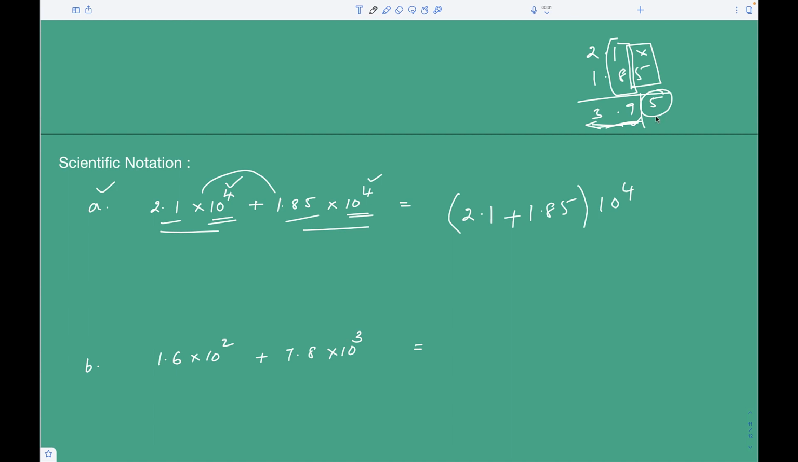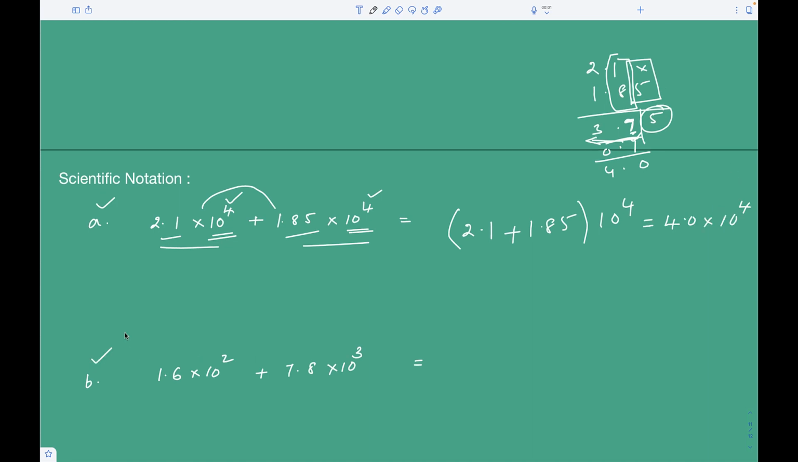Here the digit that we are dropping is a 5. If it is a 5, whether to round up or down depends on the last digit that is retained. It is a 9, an odd number, so you have to round it up. So you have to add 1 to it. So it becomes 4.0. So the answer to this one is 4.0 times 10 to the power of 4.